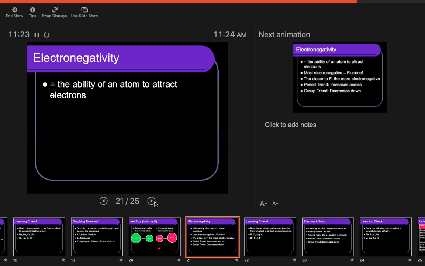So electronegativity is what measures how attractive an element is, how likely it is to get the electrons. Sometimes very, very attractive people aren't popular.